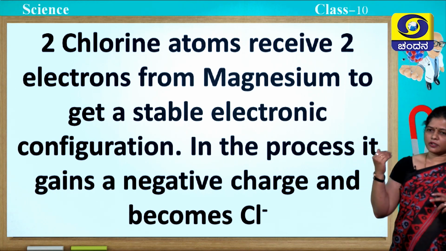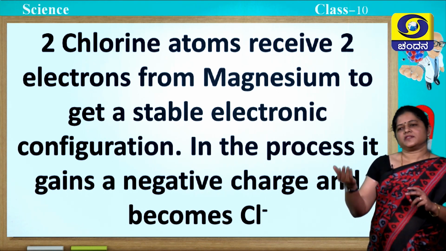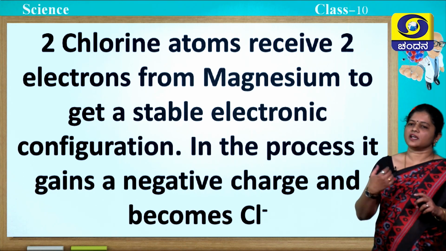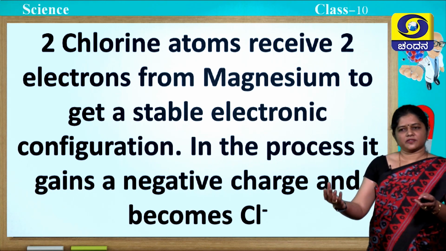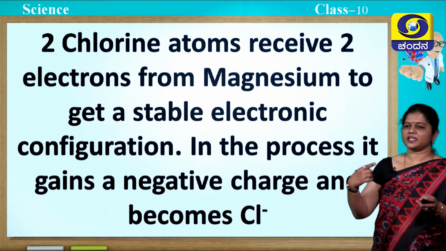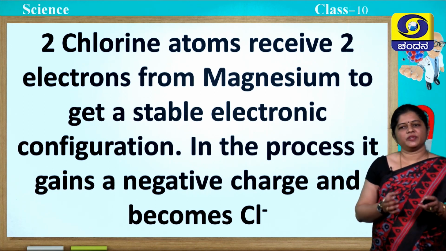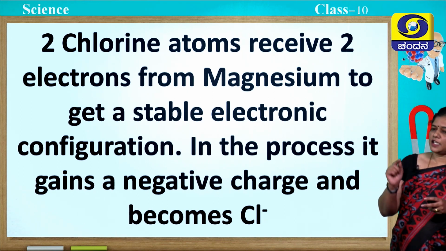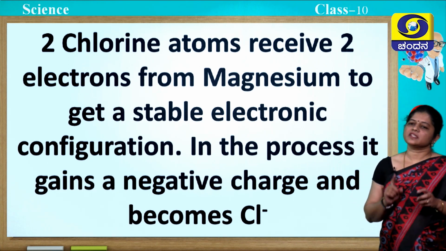So, one chlorine atom receives 1 electron and another chlorine atom receives the other electron transferred by the magnesium. Thereby magnesium transfers 2 electrons and 2 chlorine atoms receive 1 electron each, and they get a stable electronic octet configuration. In the process, each chlorine atom gains a negative charge and becomes Cl minus.